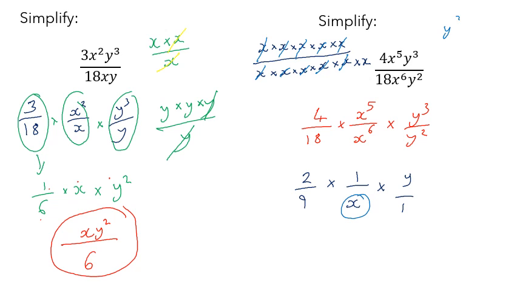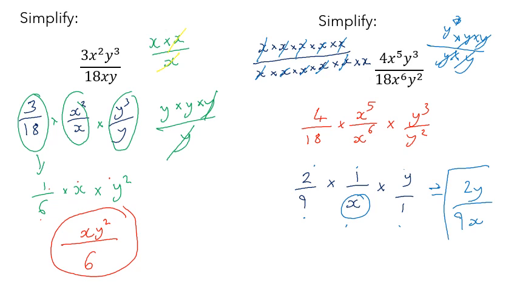Similarly, we've got y cubed, so y times y times y over y squared, y times y, cancel, cancel, and so we're just left with y on the numerator. After that, to get our final answer, we multiply all the numerators together. 2 times 1 times y is 2y. On the denominator, 9 times x times 1 is 9x. And so this is the answer in its simplest form.